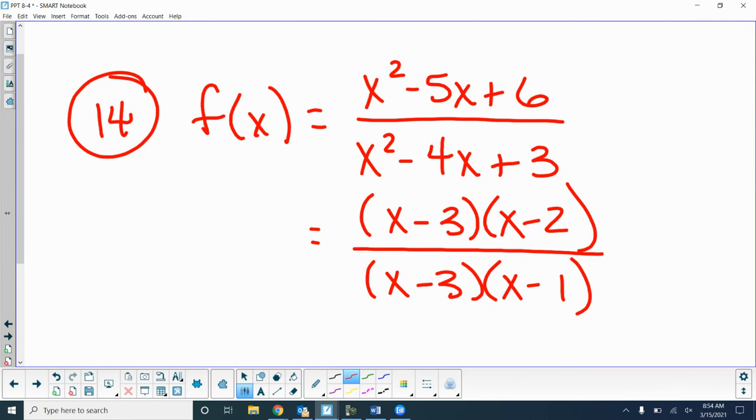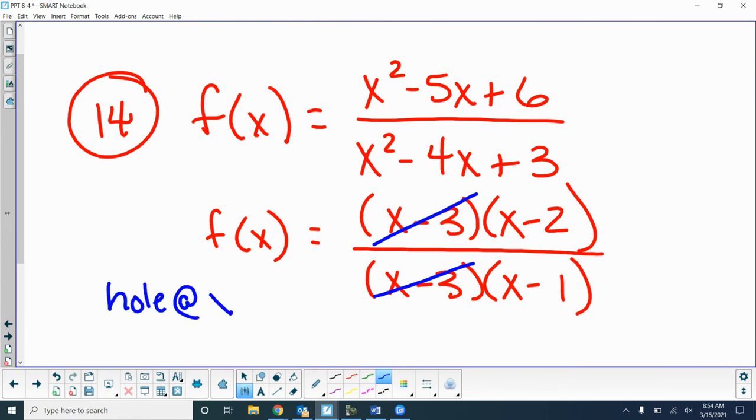All right, if you have the same factor top and bottom, like we do here, they cancel. That tells me there's a hole. When a factor from the top cancels with the factor in the bottom, there's a hole at x equals 3, whatever makes those into a 0. 3 minus 3 is 0, right?